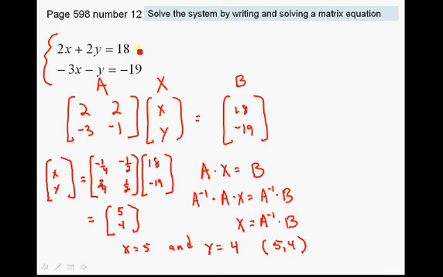And of course you can check that by plugging 5 into x, 4 into y, and making sure that that works, right? And look, 5 times 2 is 10, plus 2 times 4 is 8, is equal to 18. That checks. 5 times negative 3 is negative 15, minus 4 is equal to negative 19.